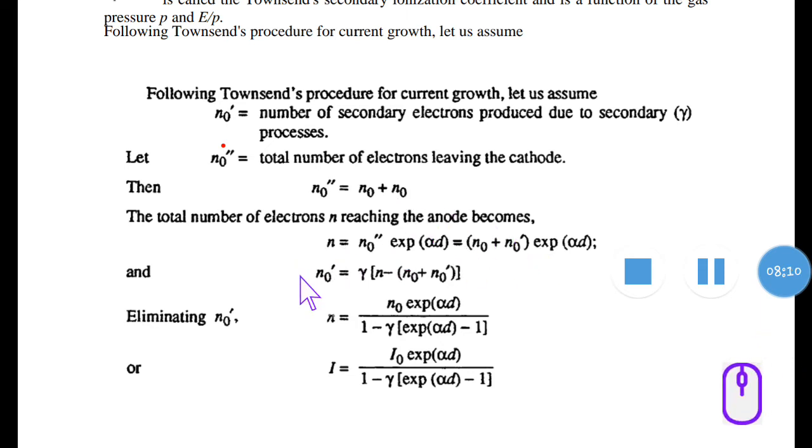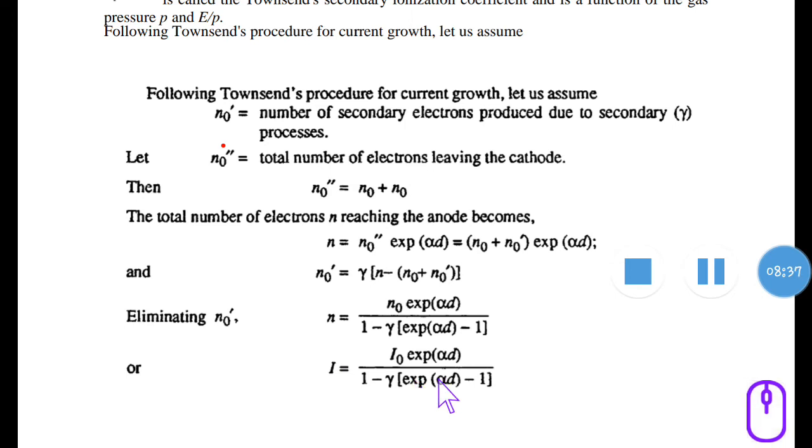Substitute here, and n naught dash is gamma times n minus n naught plus n naught dash. Take gamma in this condition. This is the formula we are using, and from it we find n. This is the equation we get for secondary ionization: I equals I naught exponential alpha d for primary. Below we get an extra term for secondary, that is 1 minus gamma times exponential alpha d minus 1.